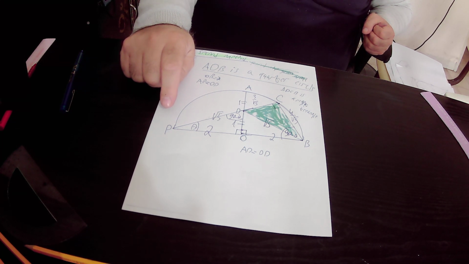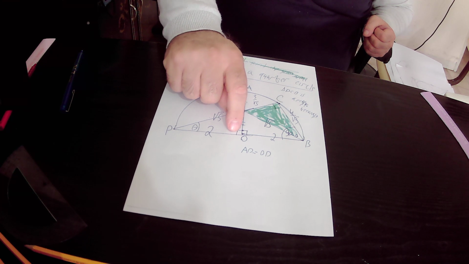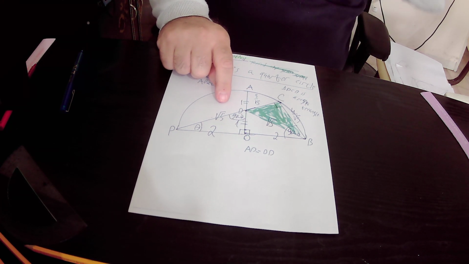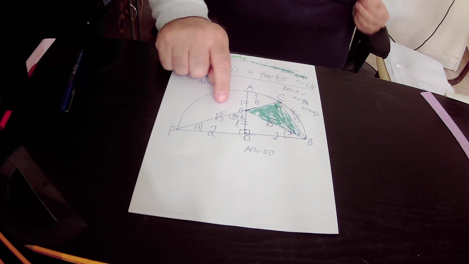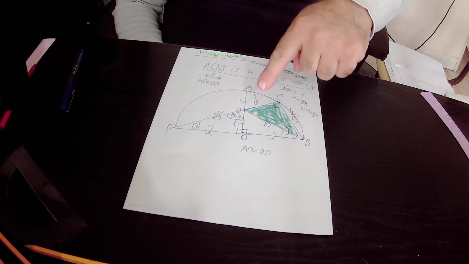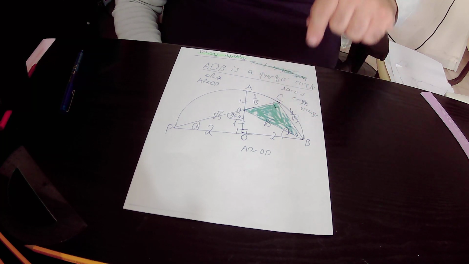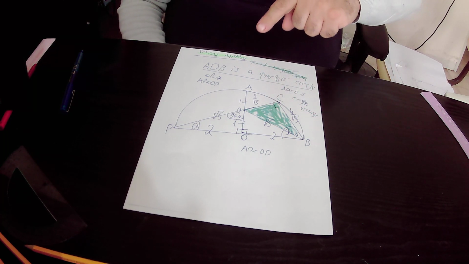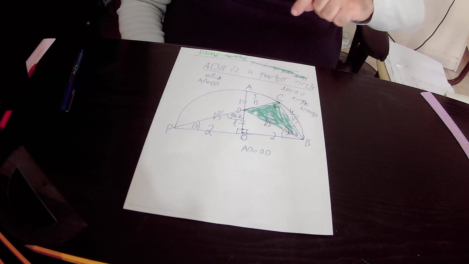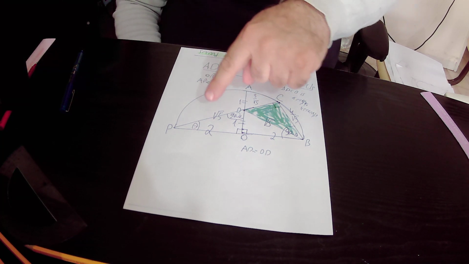We have already found out that this angle equals 90 degrees. We have also found out, according to the first method, that PB equals square root of 5 units. And here the hypotenuse OB equals square root of 5 units. Then we defined angle DPO as theta. So angle DPO equals theta.